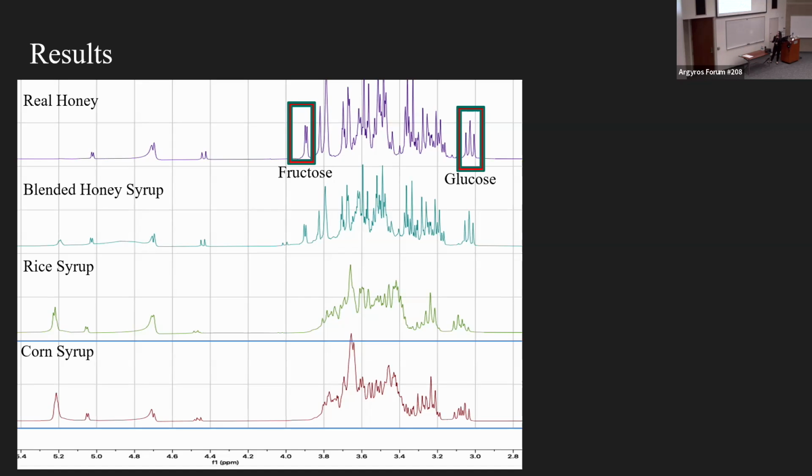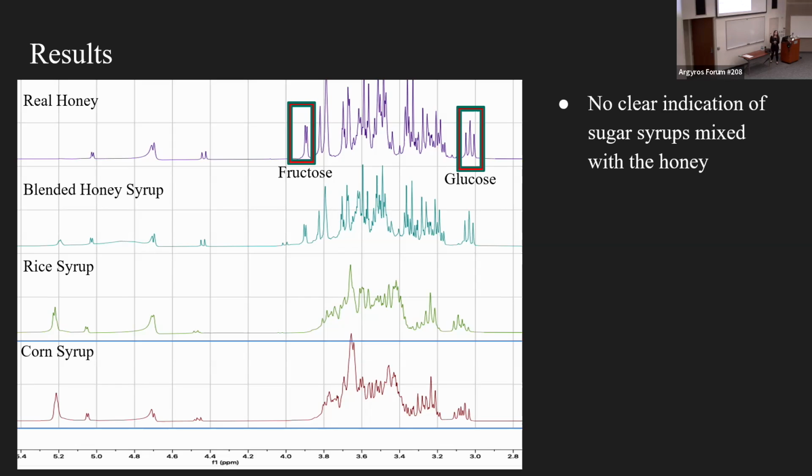But what I really want to focus on is this far left peak right here in the corn syrup and rice syrup. So you can see in the real honey, there's no peak there, but in here you can see there is. So I concluded that that could be the biggest indicator for detecting honey fraud in honey samples.